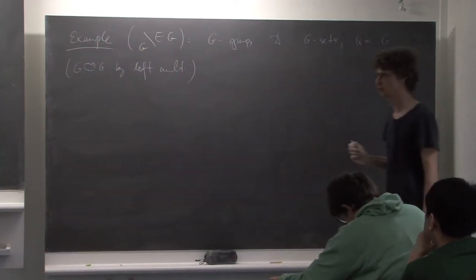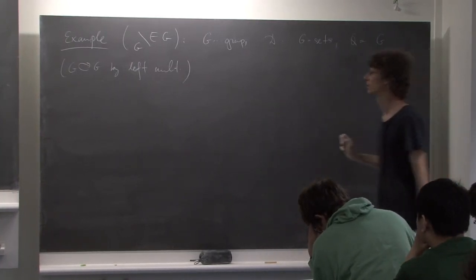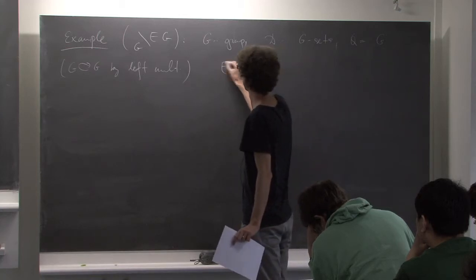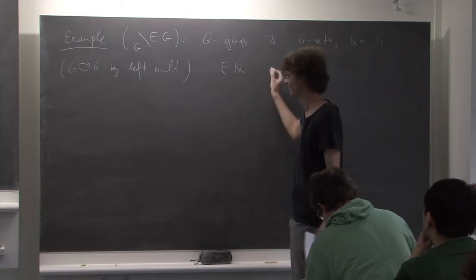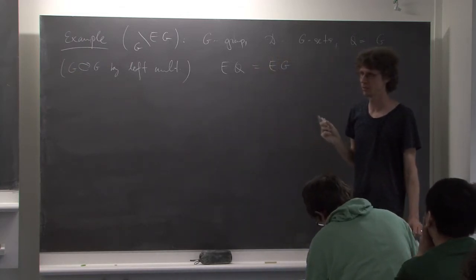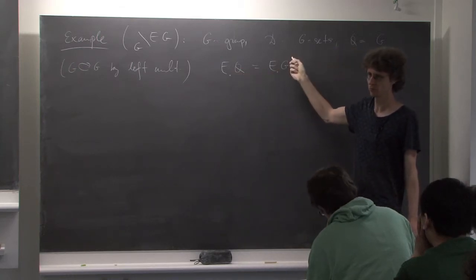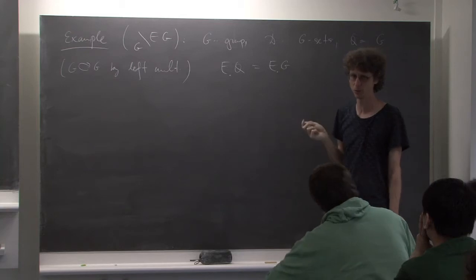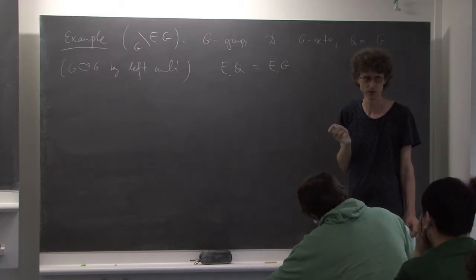Multiplication, so that's what it should be. Now, what is this EQ? Well, it's just this EG, simply the same thing. But it's seen as a G-set. So it's still a set, G to the power n plus 1, but with the diagonal action of G on the left.